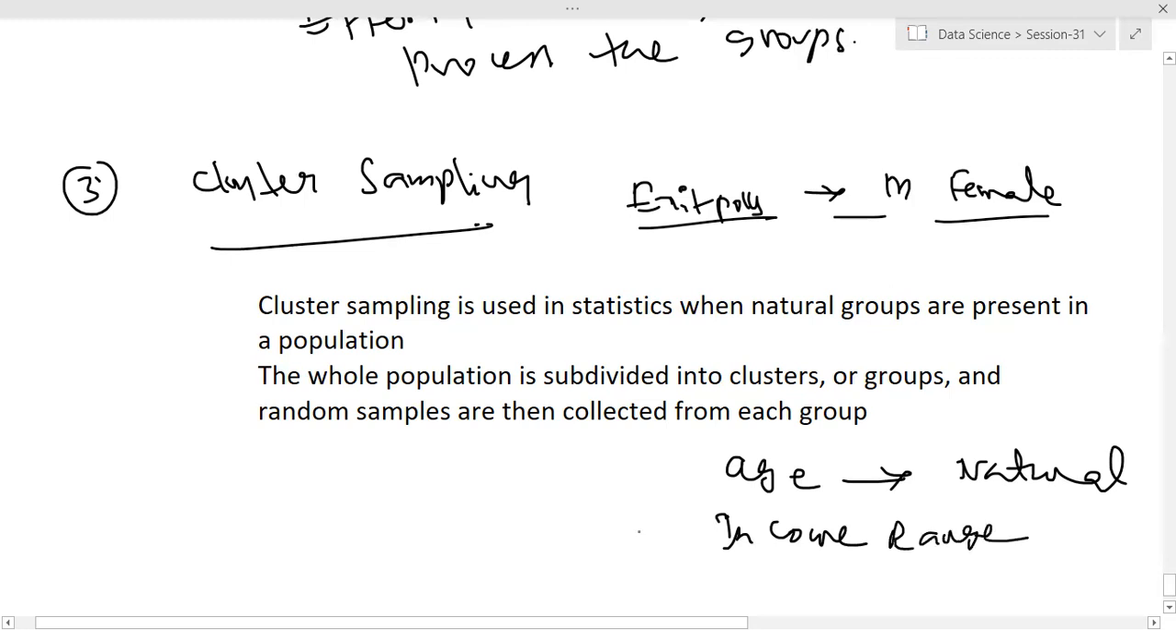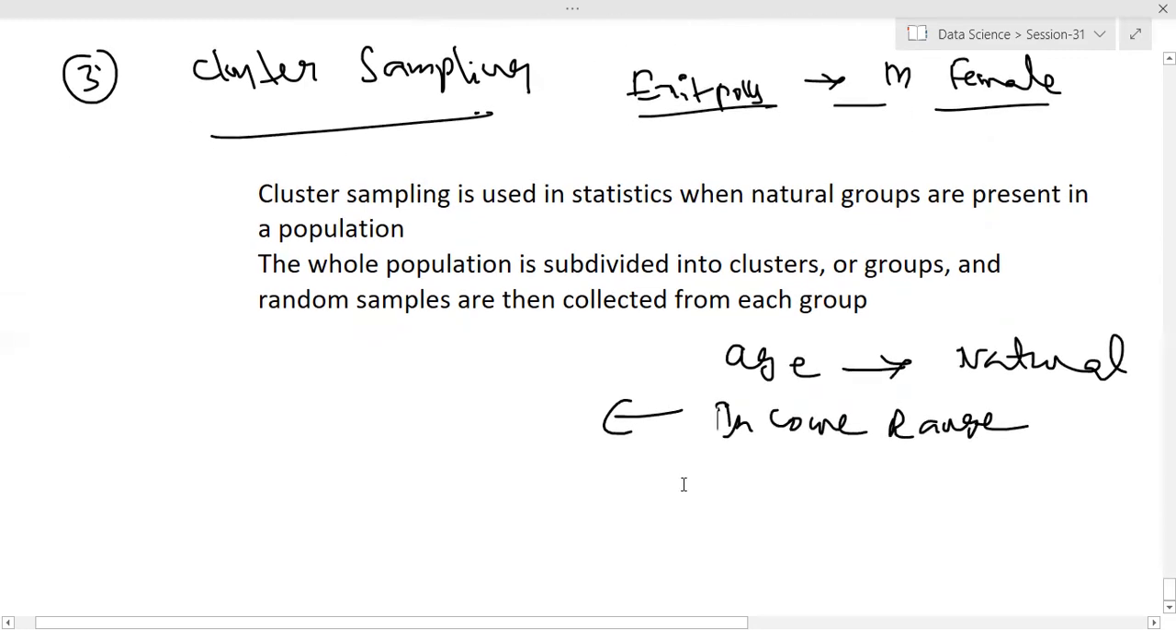That is an engineered feature, because income ranges can be below average, above average, or average, so we have some kind of groups. Cluster sampling is used in statistics when natural groups are present in the population. By default, those groups have their own setup. The whole population is subdivided into clusters or groups, and random samples are then collected from each group.